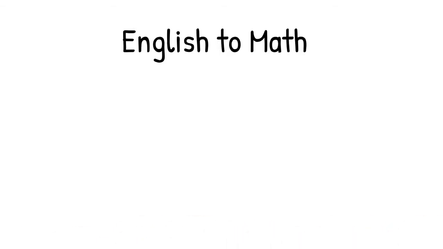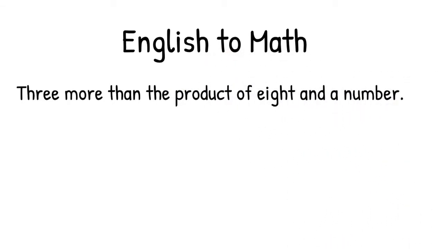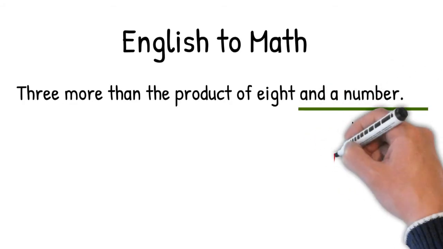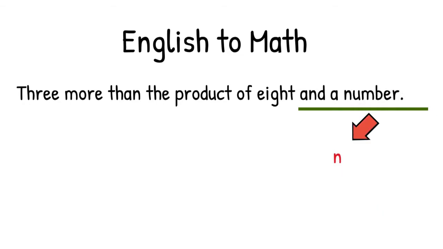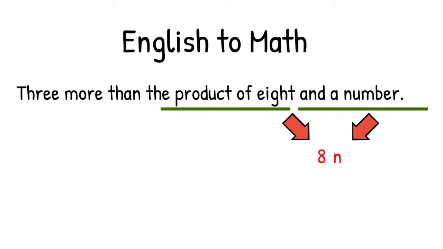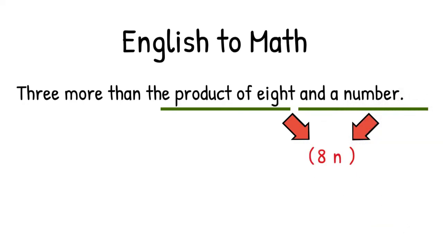Let's do another one. In English, we have 3 more than the product of 8 and a number. Let's start at the end of the sentence. Once again, we have a number. Don't know what it is? Assign it a variable like n, or if you want, you can do an x. Now as I go in reverse, what am I going to do to that number? We need the product of 8 and that number. Product means to multiply, so 8n. If you want, you could put this in parentheses because we are going to do something to the product.